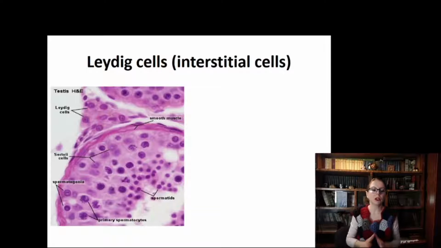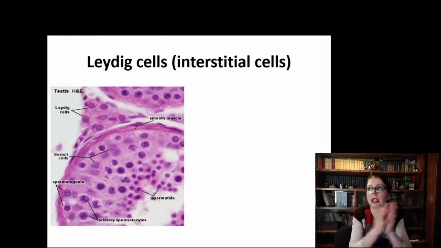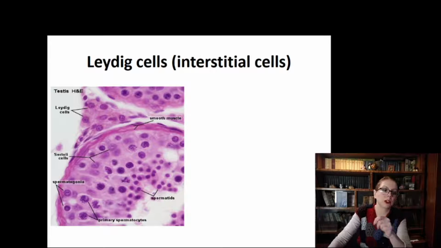Okay. So after we have discussed Sertoli cells with their multiple functions in assisting spermatogenesis, in creating a special microenvironment, in producing factors and creating the barrier, we have to discuss another important population of cells. These are the Leydig cells, or interstitial cells. They are called interstitial because they are located not inside seminiferous tubules, but in between them. So in the interstitial tissue, it is important.